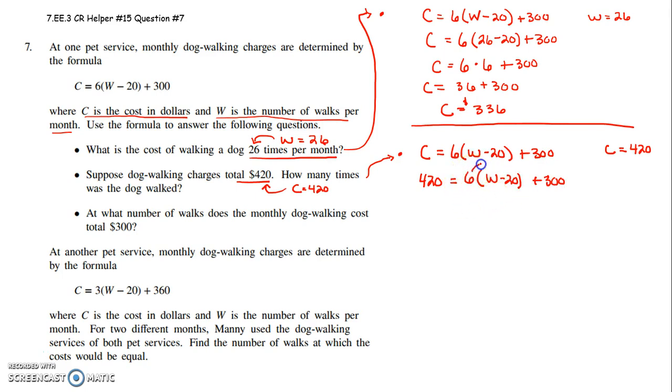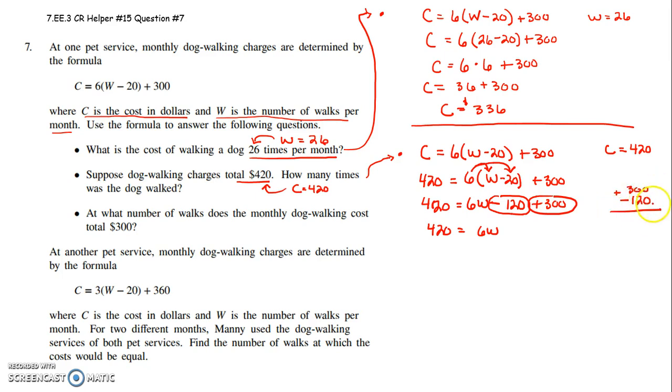My first step to solve this equation, I would choose to first distribute to clear out those parentheses. So I have 420 equals 6 times W is 6W. Keep my minus sign. 6 times 20 is 120 plus 300. There's more than one way to go about this problem, but I would choose to combine like terms. So then I would take negative 120 plus 300.